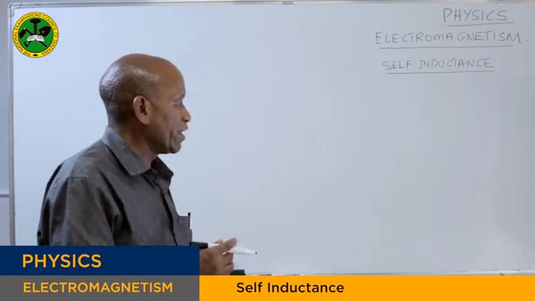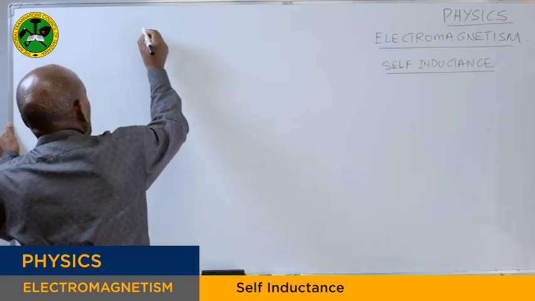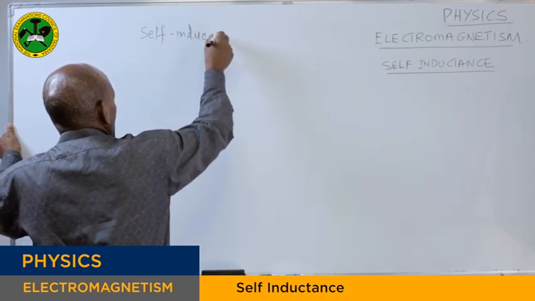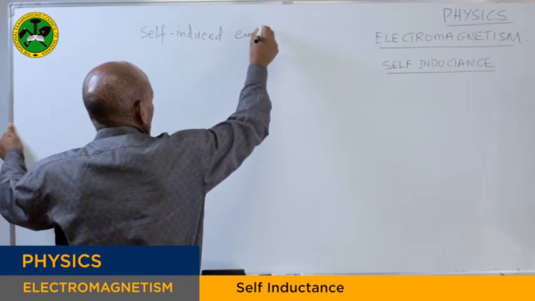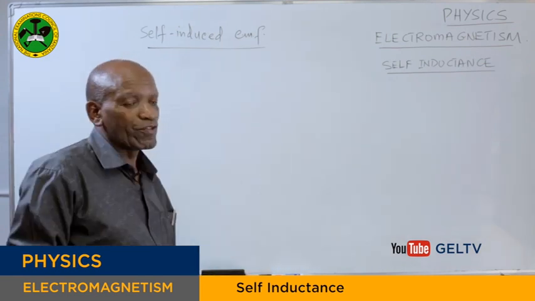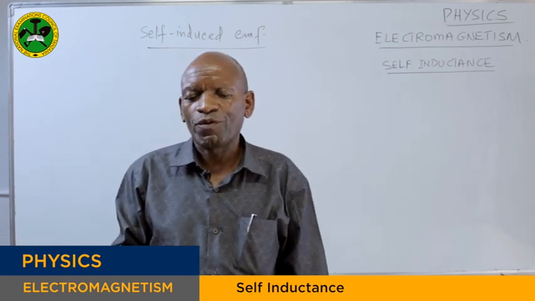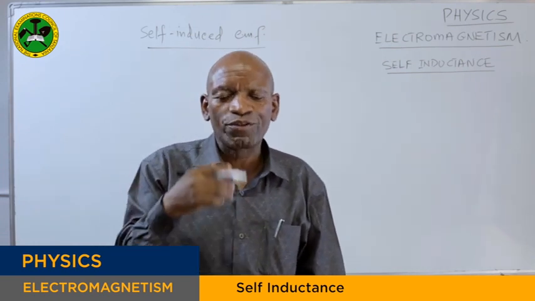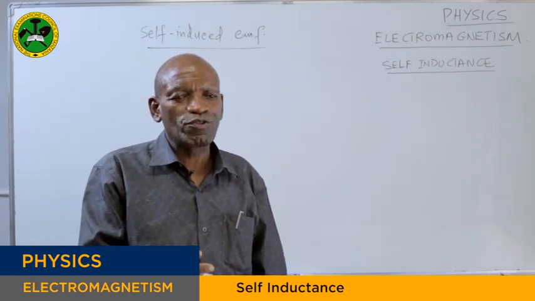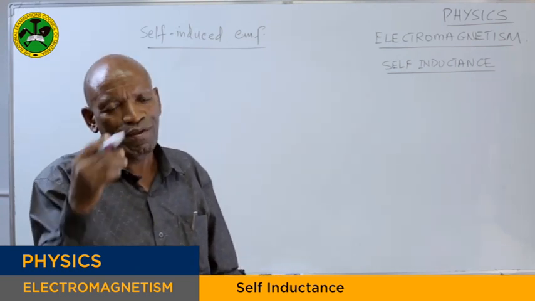What we really need to know here is the self-induced EMF. The self-induced EMF is the one which happens in an inductor whenever the current flowing through the inductor is made to vary. So the EMF induced within the same coil, or the same conductor, is what we call the self-induced EMF, or the back EMF.